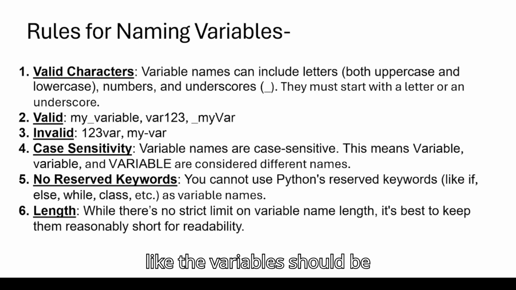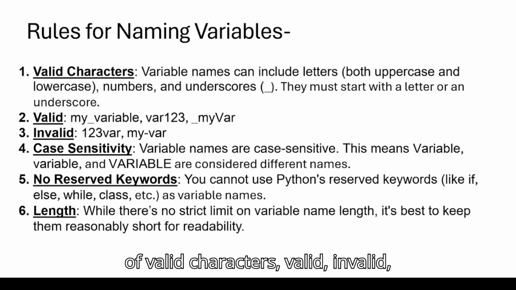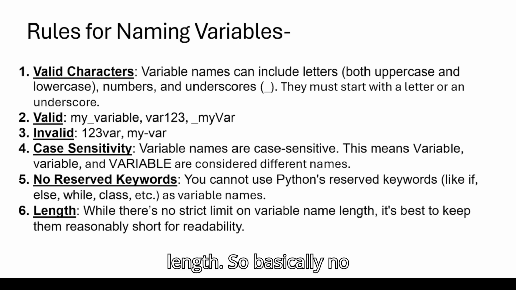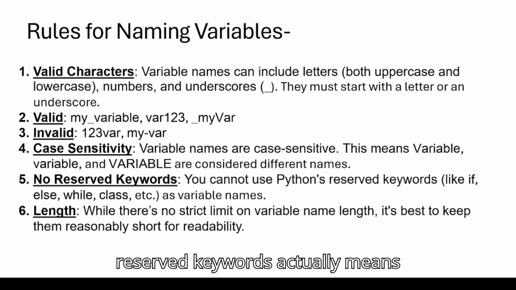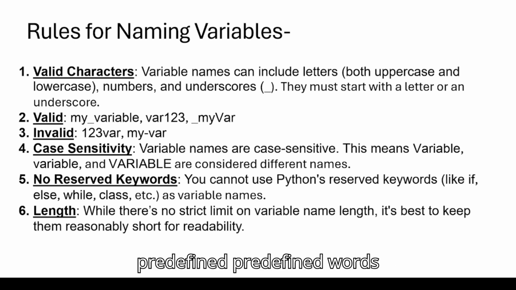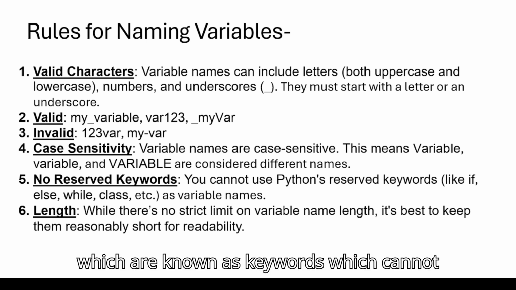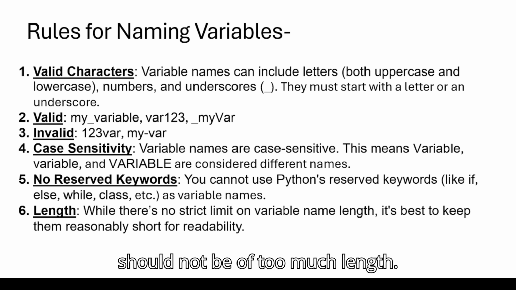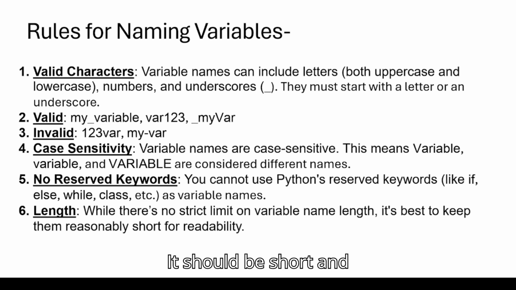The variables should be of valid characters, valid, invalid, case sensitivity, no reserved keywords, length. So basically, no reserved keywords actually means that Python already has default predefined words which are known as keywords, which cannot be used as variables. And length, the variable name should not be of too much length. It should be short and related to your program or anything you want.